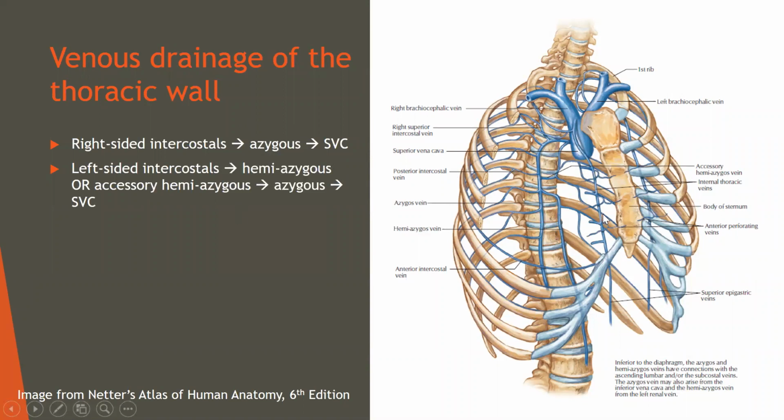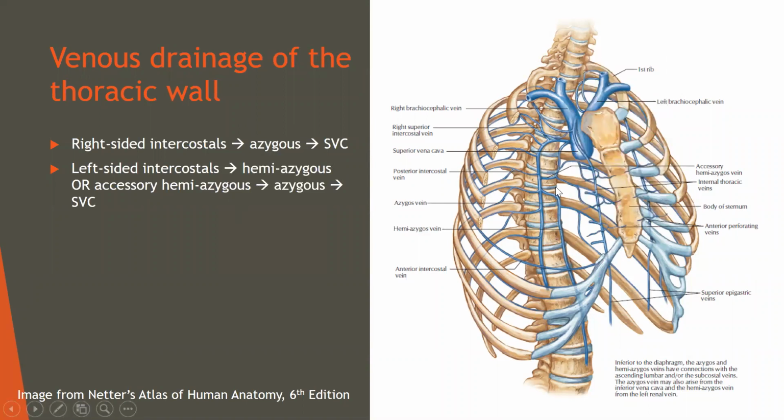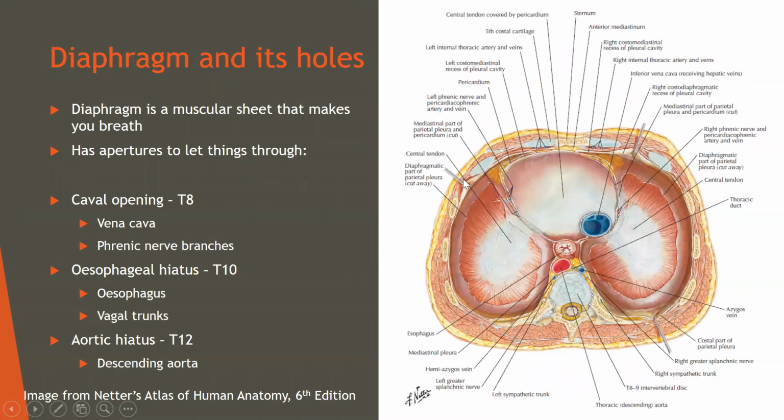and then your left-sided intercostals are either going to be drained by the hemiazygos, which is actually down here, or your accessory hemiazygos, which is up here, depending upon how superior the rib is. I imagine there's a lot of variation there, so probably not worth learning exact stuff. These then drain into the azygos, and then into the SVC, and then into the right atrium, and so on. All right. So the diaphragm and the apertures of the diaphragm.